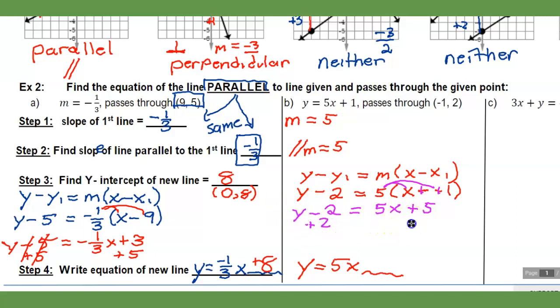Now, fair warning for your homework, these numbers, these y-intercepts, may get large or small more than you're used to, because we're not graphing. So if you get like a y-intercept of 20-something or negative 40, don't think it's wrong just because it's a bigger number than usual. It's perfectly fine. All right, so after all that, we find out that our y-intercept is positive 7. Okay.